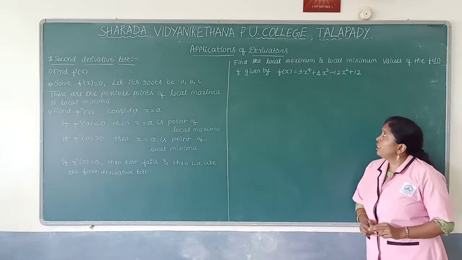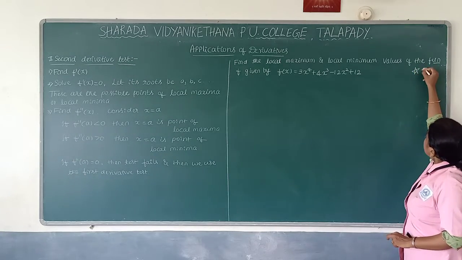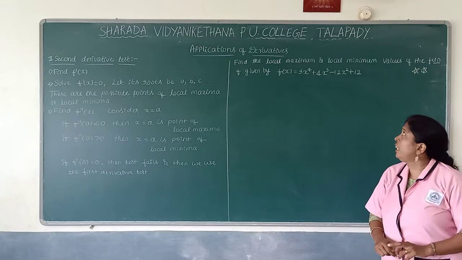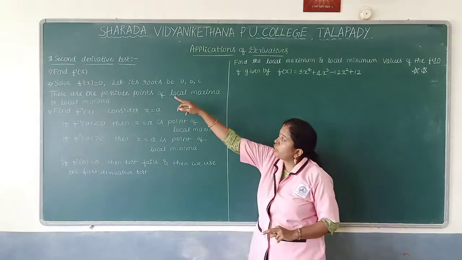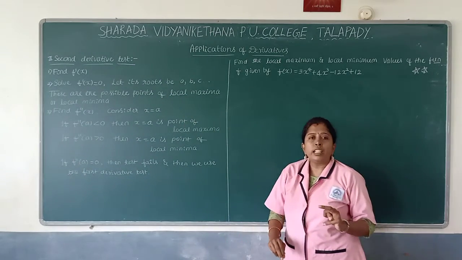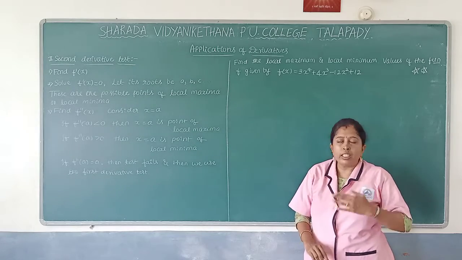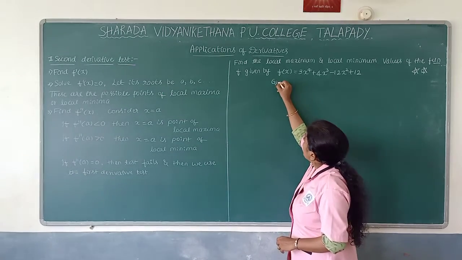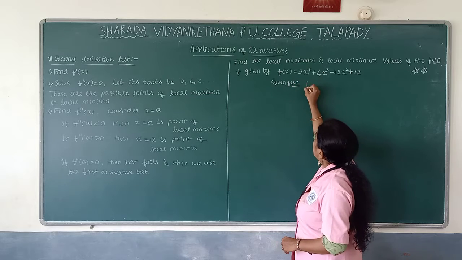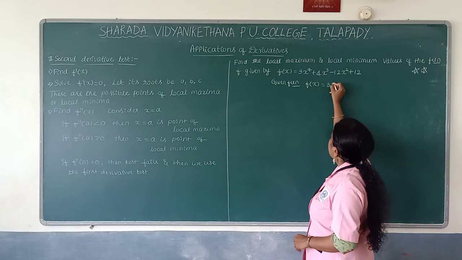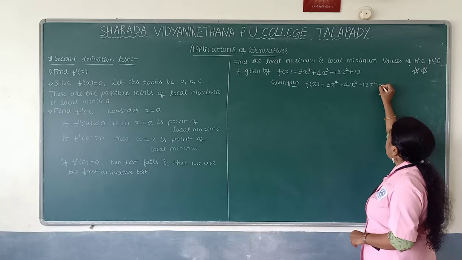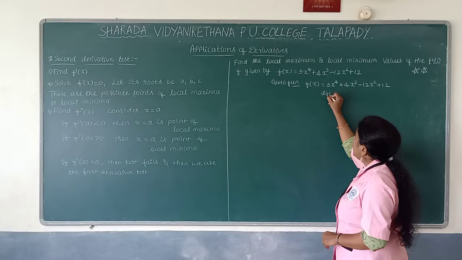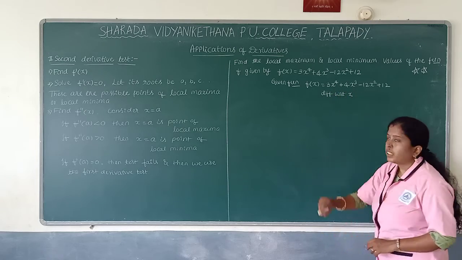In that, a function is given, a very important problem. f of x is 3x power 4 plus 4x cube minus 12x square plus 12. First, as I already said, what is the step of the second derivative test? First, we should differentiate the given function with respect to x. See, the given function f of x is 3x power 4 plus 4x cube minus 12x square plus 12. Differentiate with respect to x.